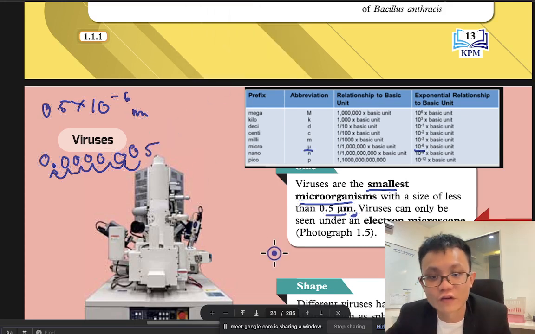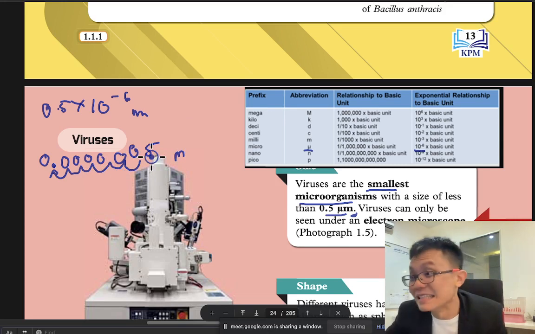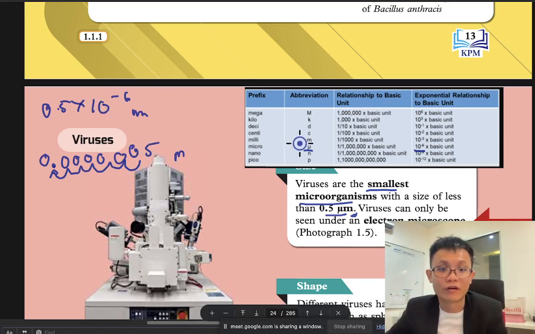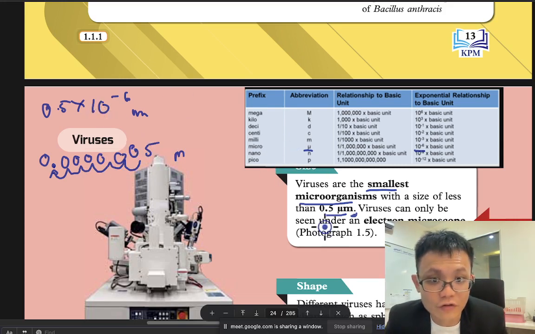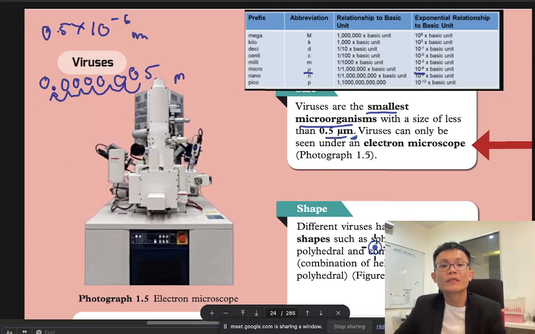Okay, so the size of the virus, if you want to calculate, is 0.0000005 meter. Means it is very small. We call it a micrometer. Nanometer is n, 10 to the power of negative 9, or picometer.